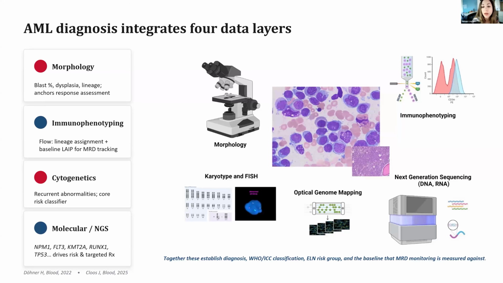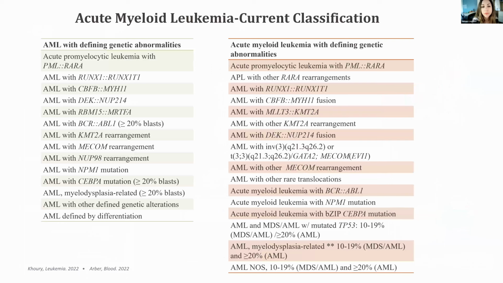Cytogenetics is still one of the very important parts of AML prognostication and risk stratification, and also informs therapeutic selections. And then molecular methods, mostly next-generation sequencing for both DNA and RNA, pick up somatic mutations and fusion products that are, again, helpful for risk stratification, diagnosis, and potentially informing therapy selection.